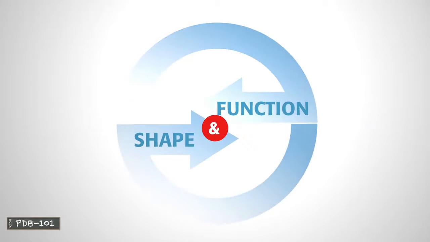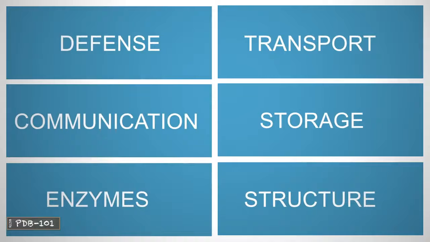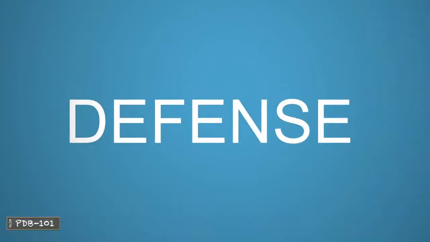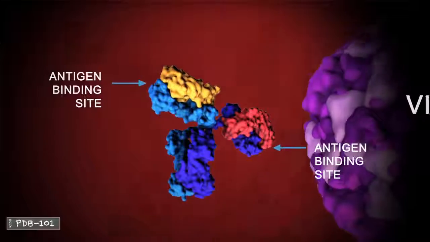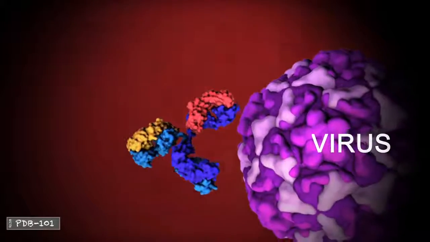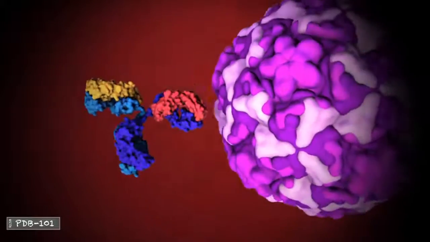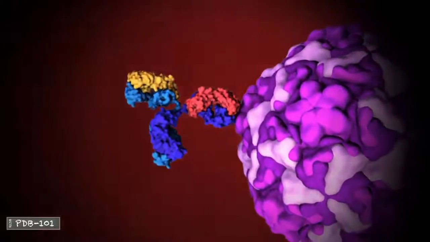The three-dimensional shapes of proteins determine their function. The flexible arms of antibodies protect us from disease by recognizing and binding to pathogens and targeting them for destruction by the immune system.